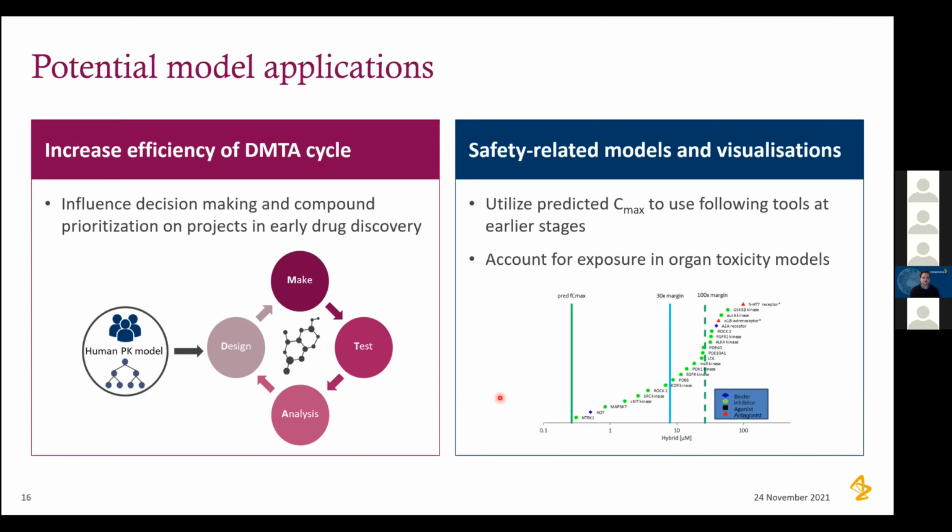The other part of the story is the safety-related part. We want to move into more sophisticated safety models as well. To do that, we need some kind of measure of exposure. While you can use dose, that's not the full story, because as we know, not everything will reach the tissue. So if we can use volume, Cmax, and AUC, maybe we can move towards organ toxicity models, which we hope to do.